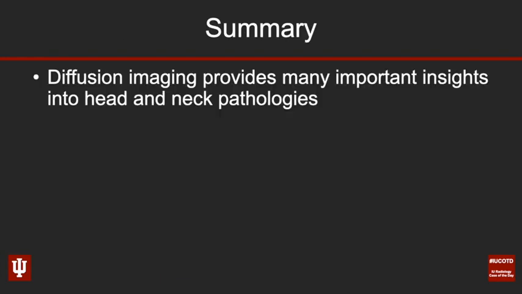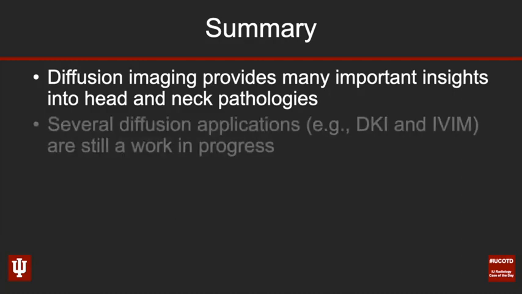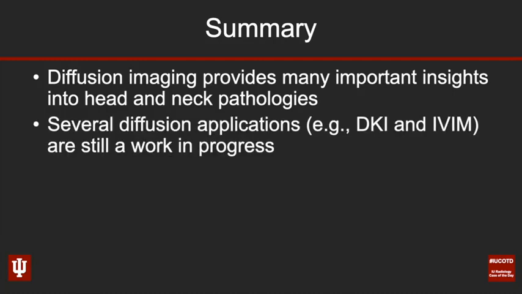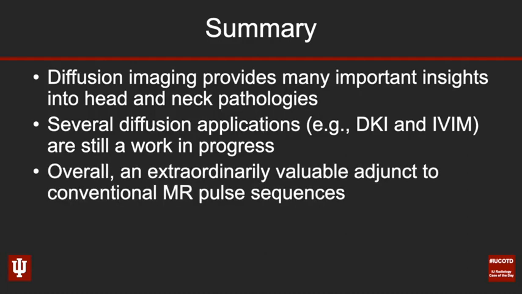So in summary, diffusion imaging provides many important insights into head and neck pathologies. There are several diffusion applications such as diffusion kurtosis imaging and IVIM that are still, I think, a work in progress. But overall, diffusion imaging is an extraordinarily valuable adjunct to your conventional MR pulse sequences.